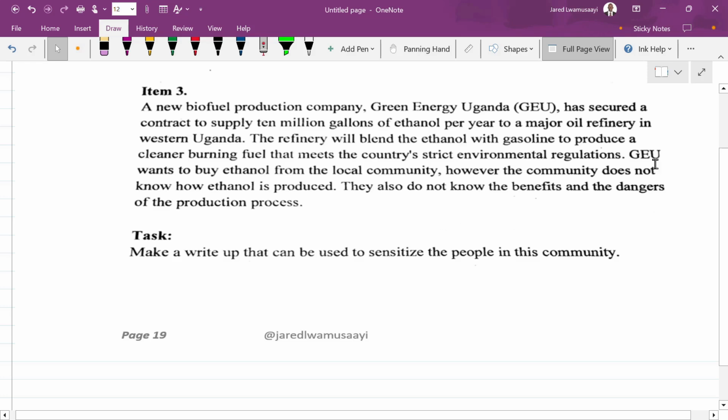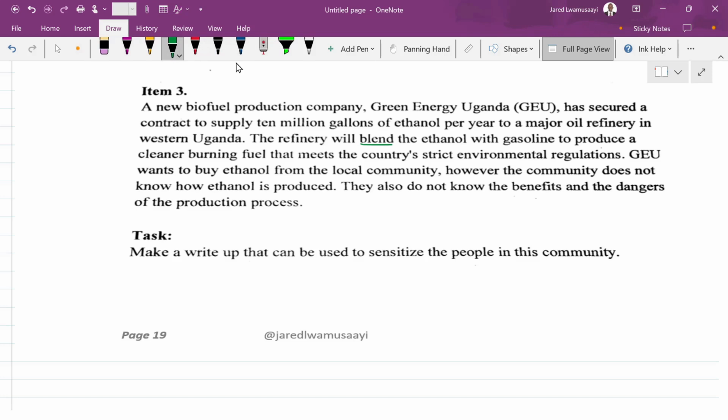GEL wants to buy ethanol from the local communities. However, the community does not know how ethanol is produced. They also do not know the benefits and the dangers of the production process. And before we embark on the task, we have to point out some important words. For example, we have to know the meaning of blends, so that you can understand the scenario very well.